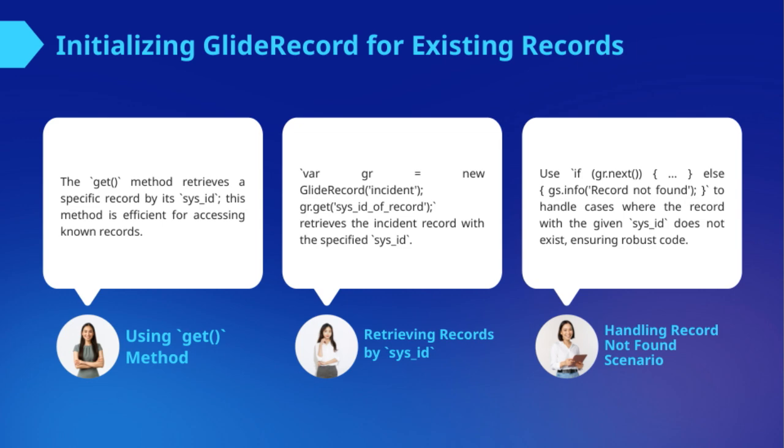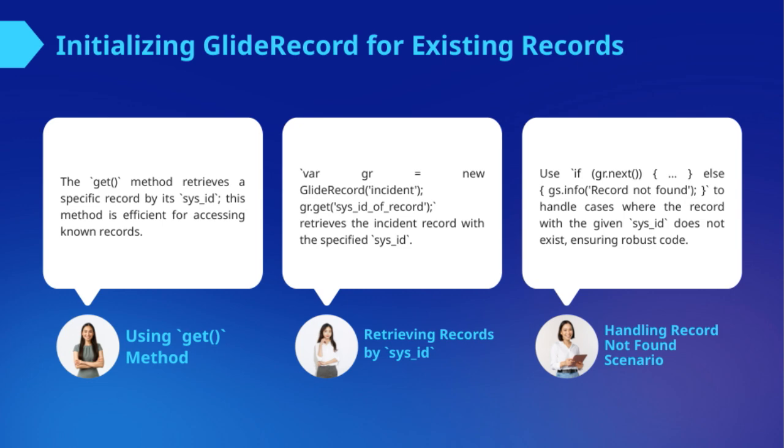Next, I want to highlight how we retrieve a specific record using the get method. We start by creating a new GlideRecord for the incident table with var gr = new GlideRecord('incident'). Then, we use gr.get(sysID of record) to fetch the record with the particular sysID we're interested in. This get method is quite efficient when you already know the sysID because it directly retrieves that record without needing to iterate through multiple records. It's a straightforward way to access a known record quickly.